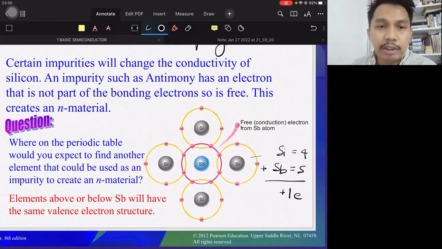Because the pentavalent atom gives up an electron, it's often called a donor atom. The number of conduction electrons can be carefully controlled by the number of impurity atoms added to silicon. A conduction electron created by this doping process does not leave a hole in the valence band because it is in excess of the number required to fill the valence band.